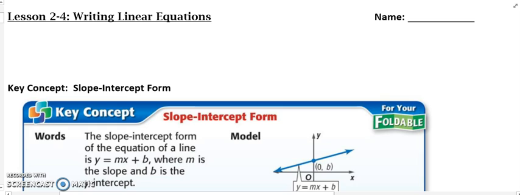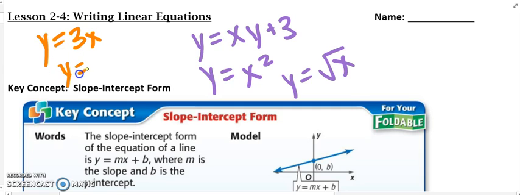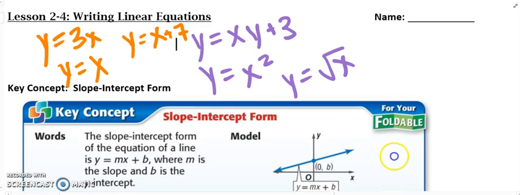Remember, a linear equation will not have two variables multiplied, or two variables multiplied in a way that gives you an exponent or a root. That is what a linear equation will look like, with addition, multiplication, division of a variable and a number, but not two variables.